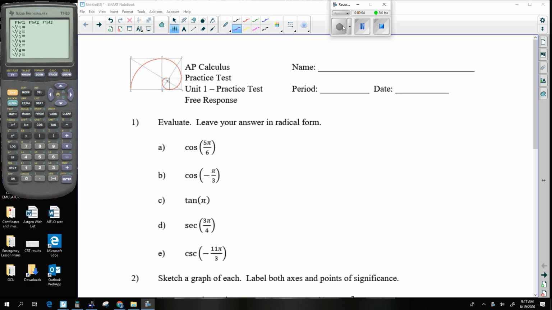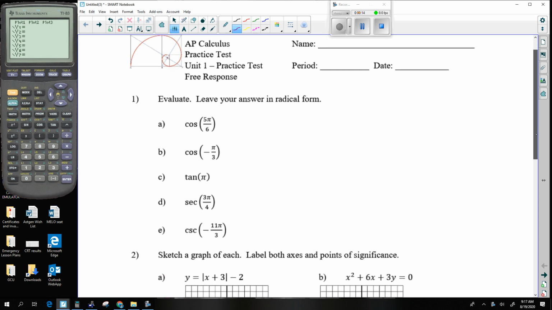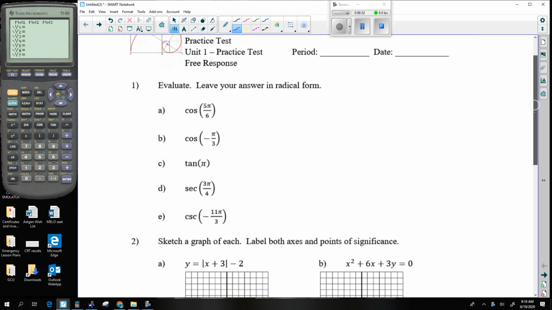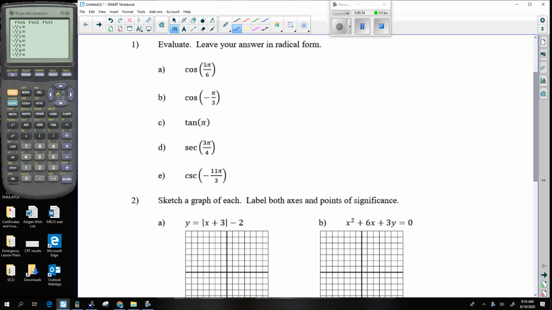This is the AP Calculus practice test for Unit 1, the free response portion of the test. Again, how the test is actually going to look is there are free response questions, both calculator and non-calculator. Both of those are rolled into one in this video, however, they will be separated on the actual test. So I'll try not to use my calculator as much as I can, but we'll see.